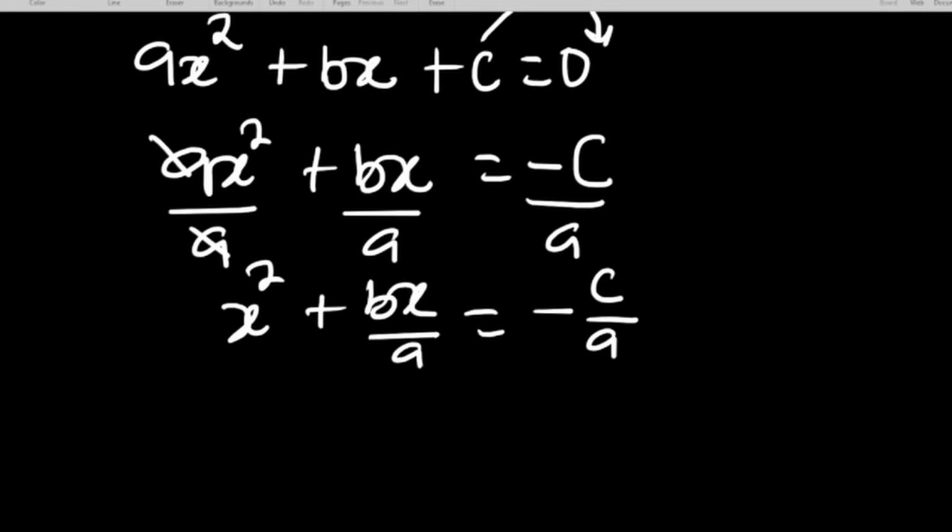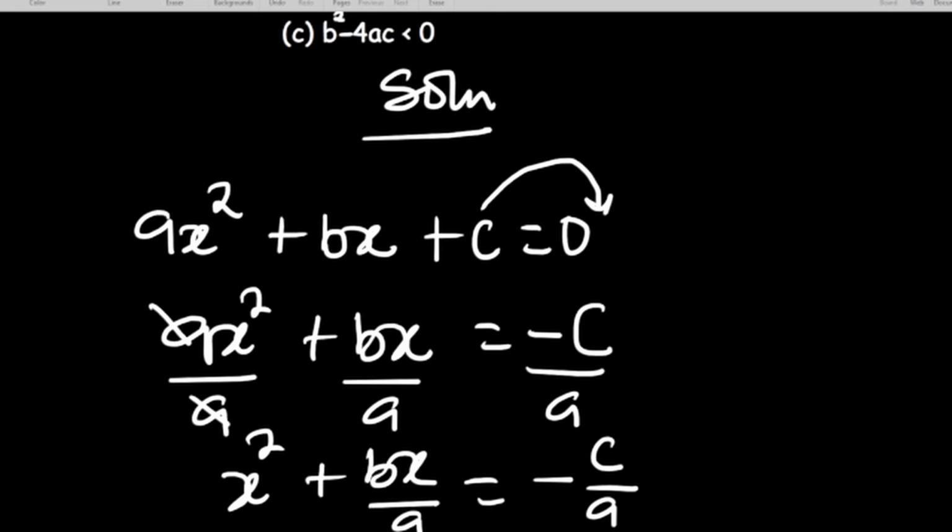Now, having divided both sides by a, the next thing that we're going to do is to get half of the coefficient of x, square it, and add to both sides of the equation. Let me repeat the steps again. Step 1, transpose the constant term to the right-hand side, which we have done already. We transposed our c to the right-hand side. The next thing to do is to divide both sides of the equation by the coefficient of x squared, which is our a, to ensure that the leading coefficient is 1.